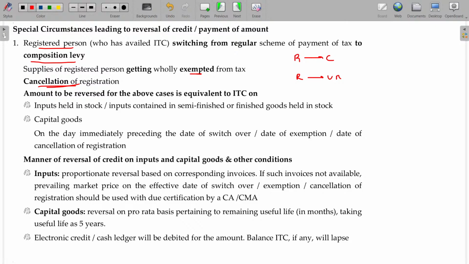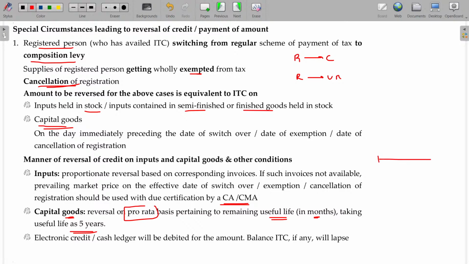In this case, what happens? You have to reverse. Reversal of what? Stock as well as input contained in semi-finished goods, finished goods and also capital goods. That's very, very important. And of course, again, you need to get the certification from a CA or CMA. In case of capital goods, reversal is on a pro rata basis pertaining to the remaining useful life in months, taking a useful life of 5 years. I have discussed an illustration in this regard.